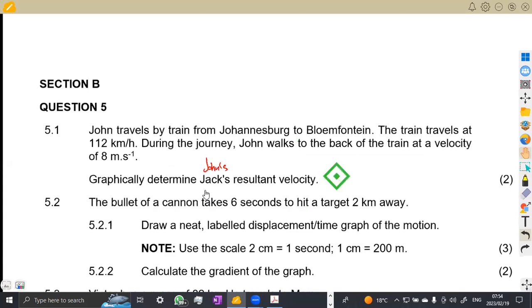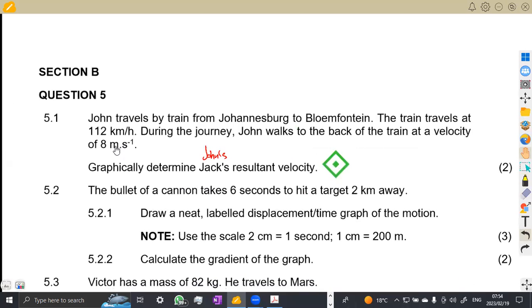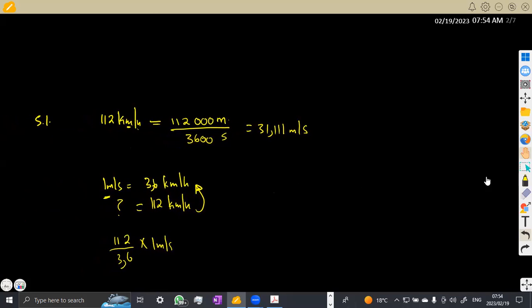Then we are also given that when he is walking back, he is using 8 meters per second. So this is for going back. He is going back at 8 meters per second. All right, so let's say we are taking this in the south direction.